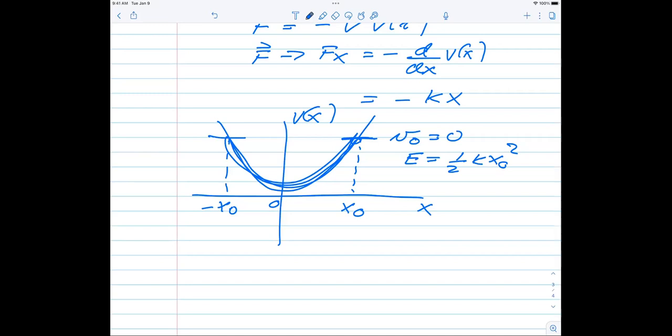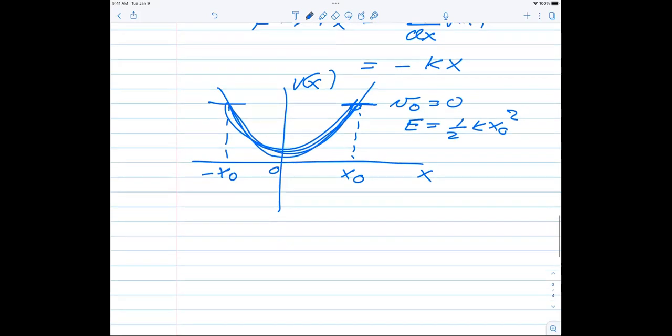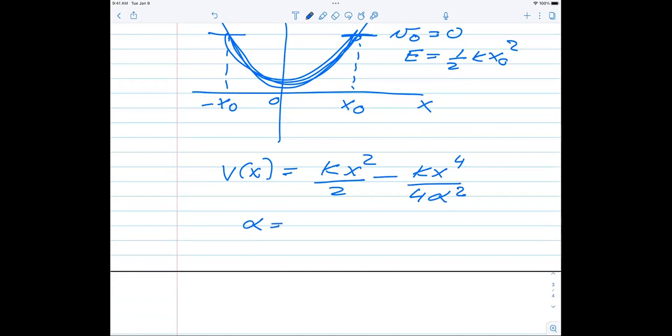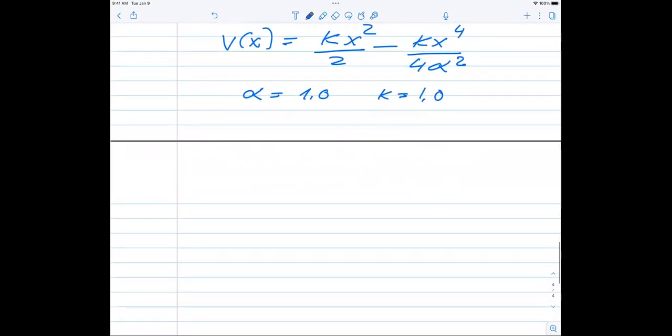So in the exercise, you're going to find a potential which looks as follows. We're going to have a V of x, which is going to be given by k x squared divided by 2 minus this constant k times x to the power of 4 divided by 4 times the parameter alpha squared. And you are free to choose the parameters, and I always put parameters equal to 1 because that simplifies everything, and I put k equal to 1. And when you make a sketch of this potential, it's going to look something like this.